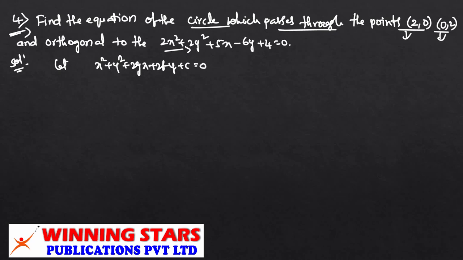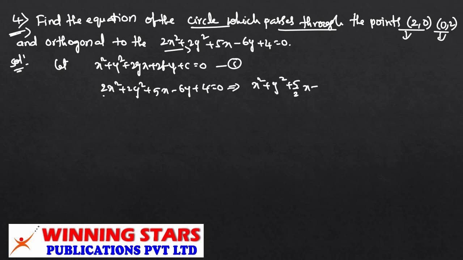Here we will take this as 1. Now the given equation we will take as 2x square plus 2y square plus 5x minus 6y plus 4 is equal to 0. Now we take 2 common from these terms, that is, divide by 2. So it becomes x square plus y square plus 5 by 2 x minus 6 by 2 y plus 4 by 2, which is 2, is equal to 0. So this is the second equation.